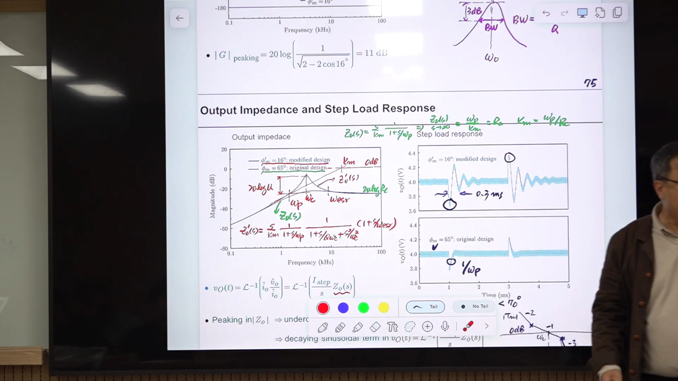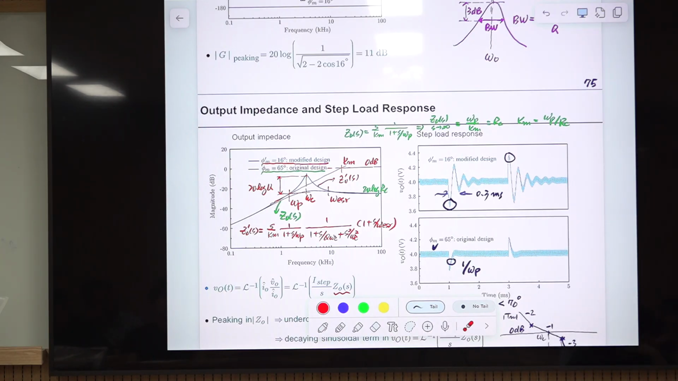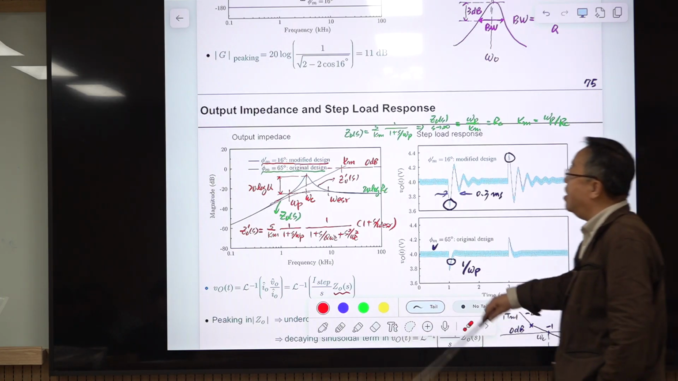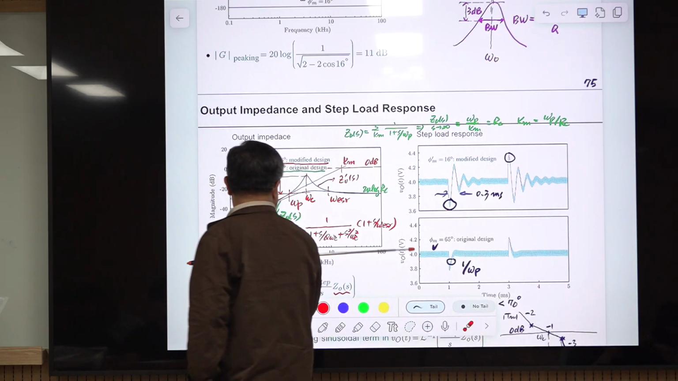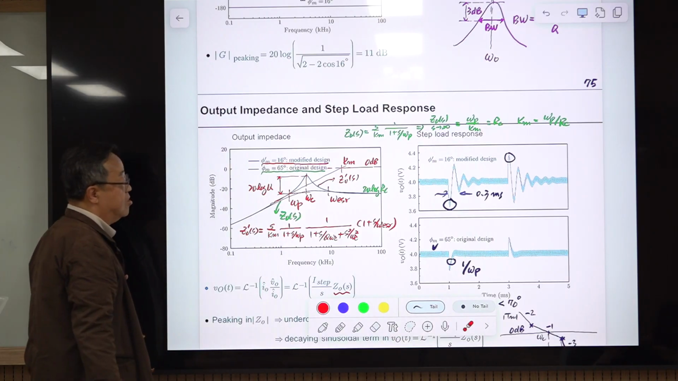So doing this is nothing. It is a piece of cake, just simple algebra. But the idea is important. Evaluating this is not important, but if you want, you can evaluate that.